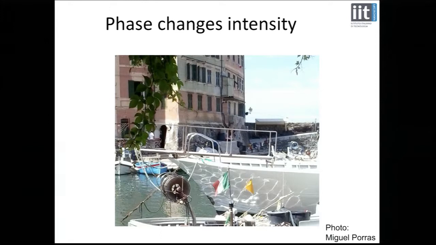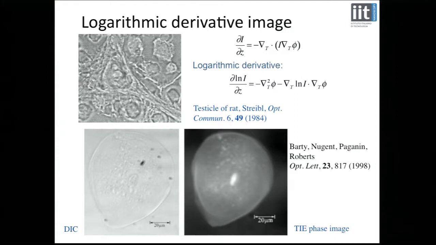These are some examples. The first experimental ones, I think, were done by Norbert Streibl, 1984. This is an example he gave, but he didn't do the full reconstruction. As far as I know, the first reconstructions were done by the group of Keith Nugent. This is an example where they've recovered the phase of a cheek cell using this method.